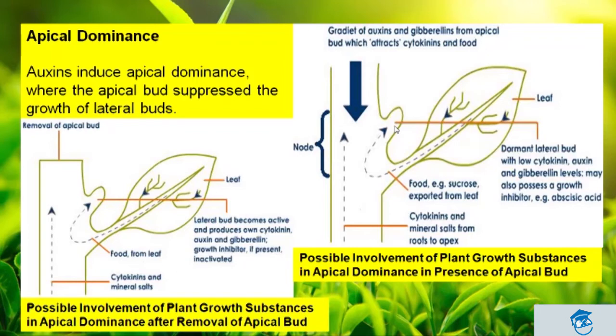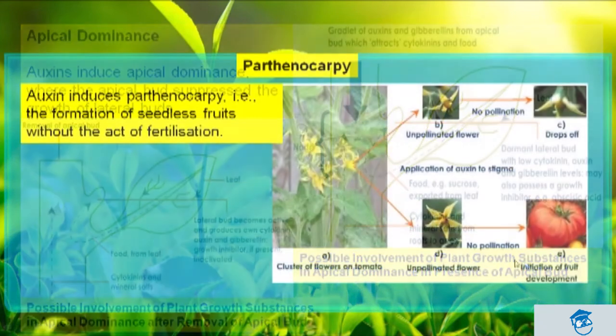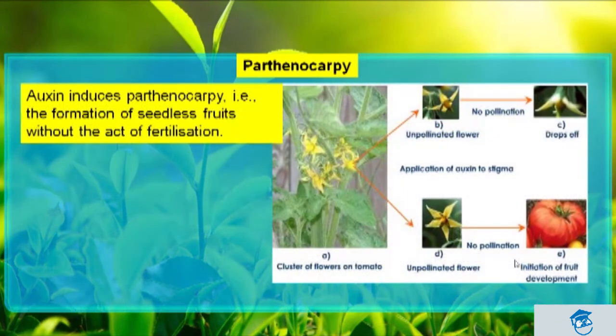It is a plant hormone, and it may also possess a growth inhibitor, which we call abscisic acid. Okay, so this is the possible involvement of plant growth substance in apical dominance in presence of apical bud. Third function of auxin is that it induces parthenocarpy. That means the formation of a seedless fruit without the act of fertilization.